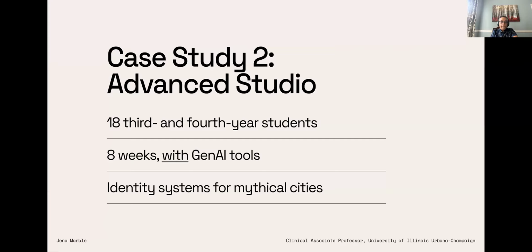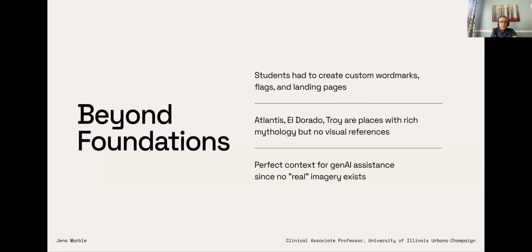Something else I've noticed about generative AI is that it's really good at helping us imagine things that might be hard to imagine. It's good at world building, speculative work. So each student got assigned a mythical city, Atlantis or El Dorado or Troy. These are places that don't have real reference imagery. So generative AI was really helpful to help us imagine, okay, what would Troy look like based on pop culture or based on archival references? And then the students had to create custom word marks, flags, and then landing pages.